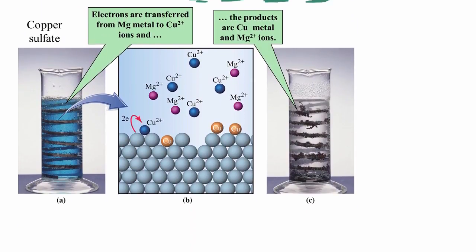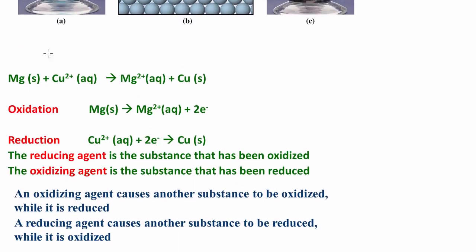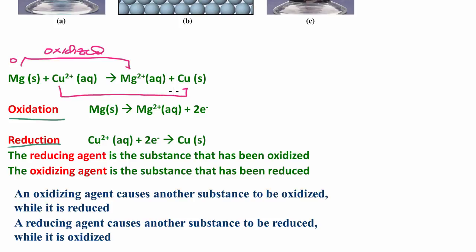Let's take a look at this a little more closely. So we have solid magnesium and copper 2. So we can divide this into 2 half reactions, the oxidation and the reduction. Magnesium here has a 0 oxidation number. Here it's a +2. So the oxidation number is increased, so it has been oxidized. The copper goes from a +2 to a 0. Oxidation number has decreased, so copper 2 has been reduced.